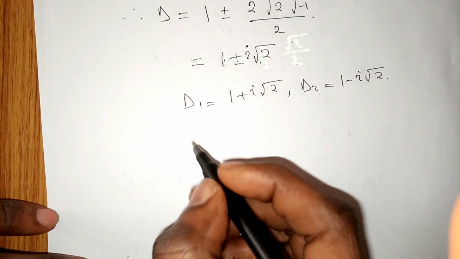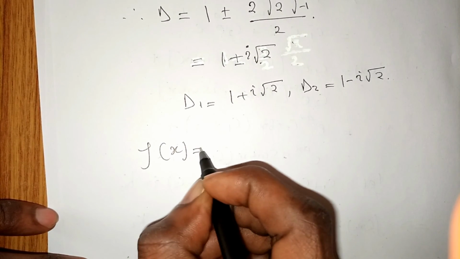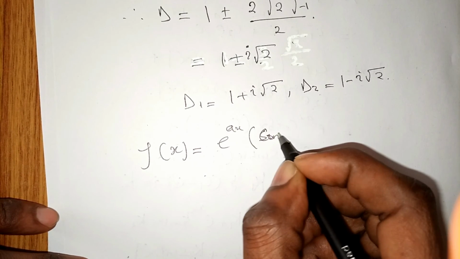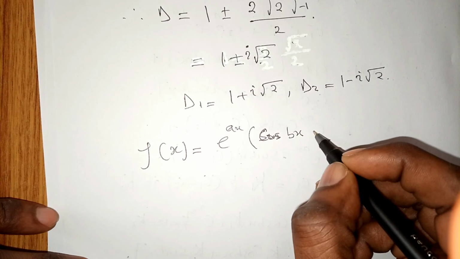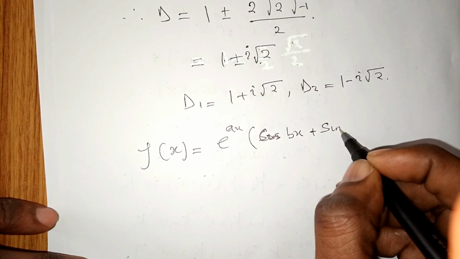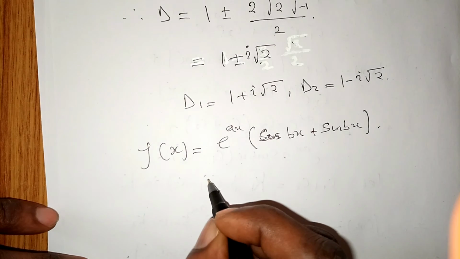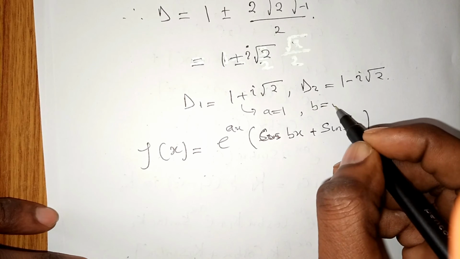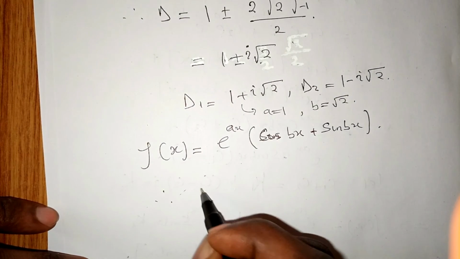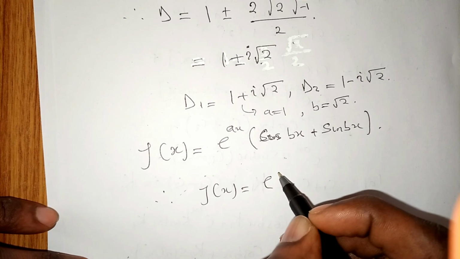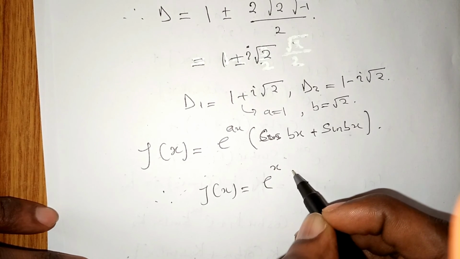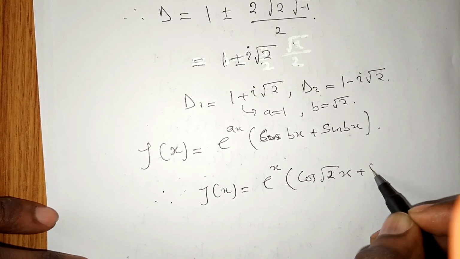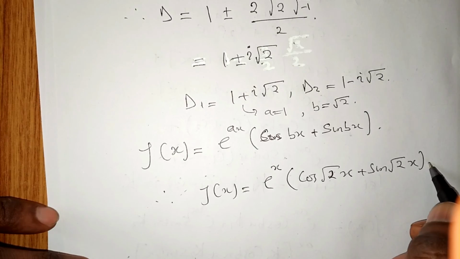So substituting these roots in y of x equals exponential ax multiplied by cos of bx plus sine bx. So a here is equal to 1 and b here is equal to root of 2. So therefore the solution for the differential equation will be exponential of x only, then cos of root 2 x plus sine root 2 of x.